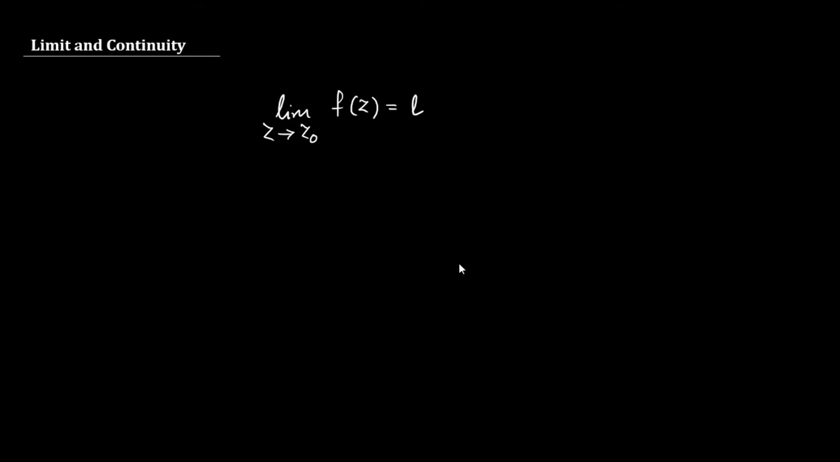Now this expression means, for any positive number epsilon. Epsilon is just a notation. I'm denoting this positive number by epsilon as per convention. You can use any other notation if you wish. The convention is we use epsilon. That's why this definition is known as epsilon delta definition.